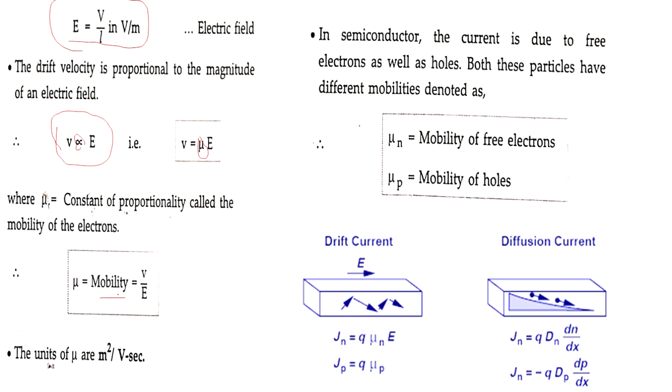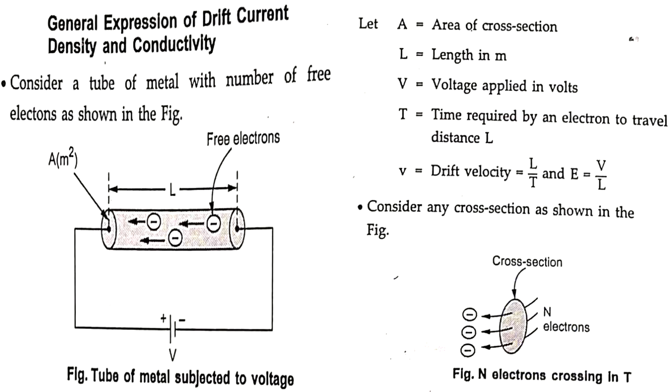So mu is the mobility of the charge carrier, given by the ratio of the drift velocity divided by the electric field generated by the applied voltage. Mu is generally used to represent mobility, and if it is with respect to free electrons, it is represented by mu n, and if it is for holes, it is represented by mu p. Then what is the general expression for drift current density and conductivity?